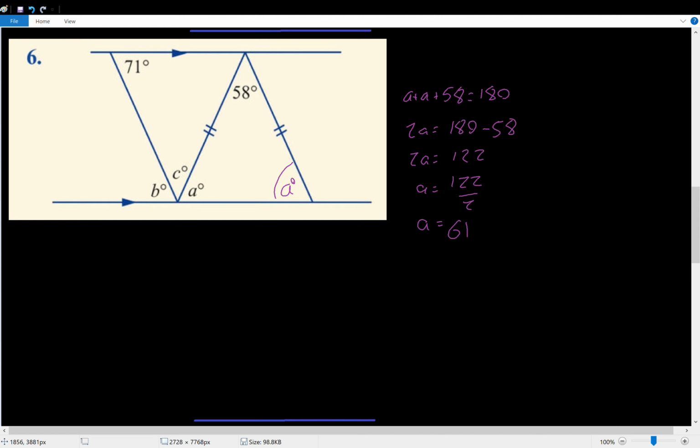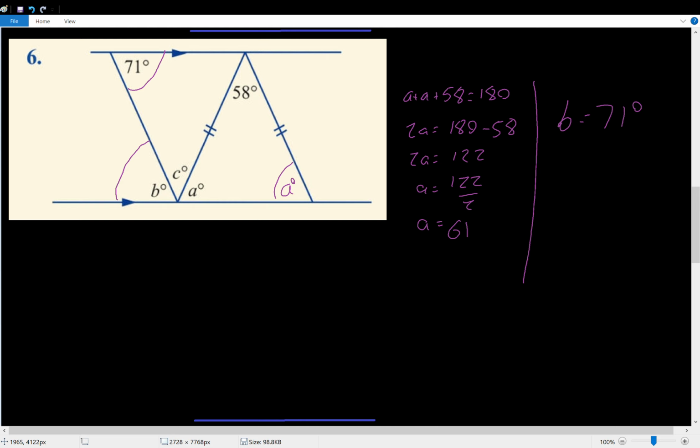Now we can get B relatively quickly in this. What we have here is this diagonal line going between the two parallel lines has created a few angles in here that can be related to each other. So the angle marked with 71 degrees and the angle marked B are alternate angles and they are equal to each other. So we can straight away say that B is equal to 71 degrees, like that.